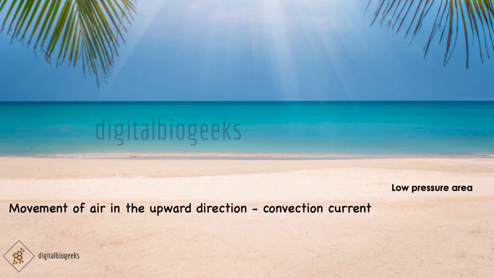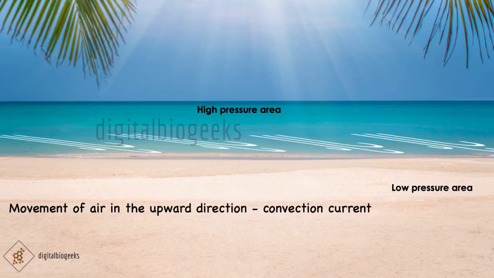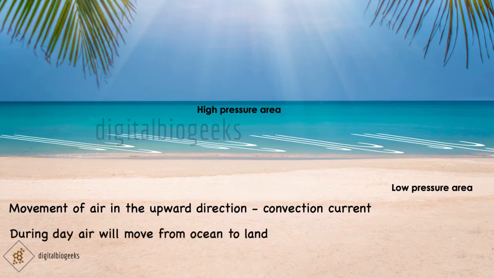But the air above the ocean is still cold as the water takes time to get heated. Due to this, there will be high pressure above the ocean. This air above the ocean moves towards land. What does that mean? Air moves from a high pressure area to a low pressure area. This is the wind. Hence, wind flows from ocean to land during the day.